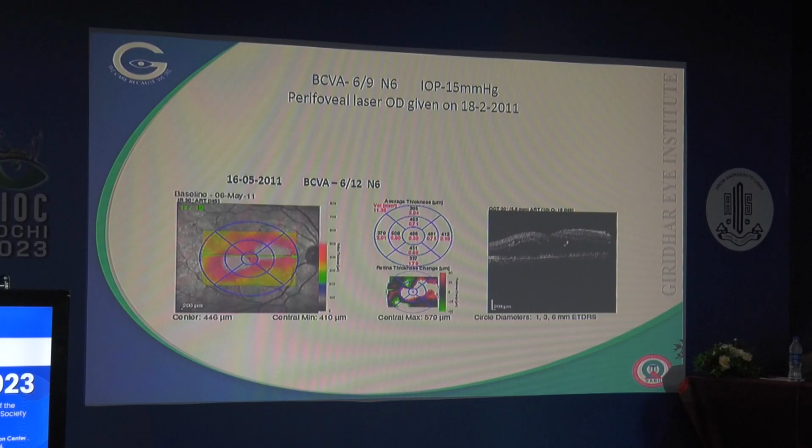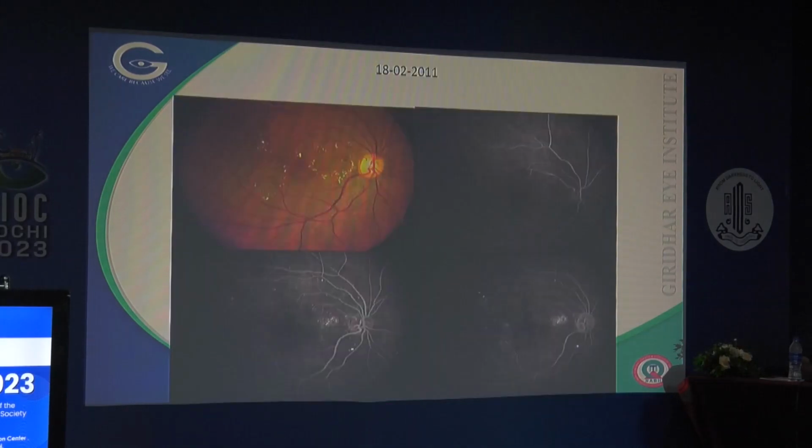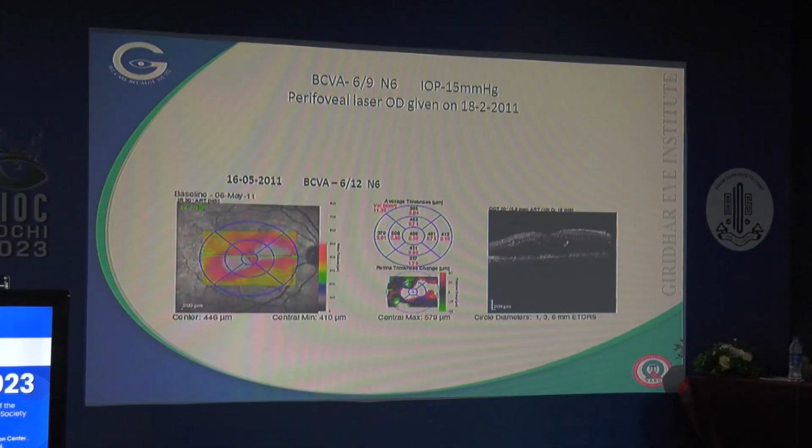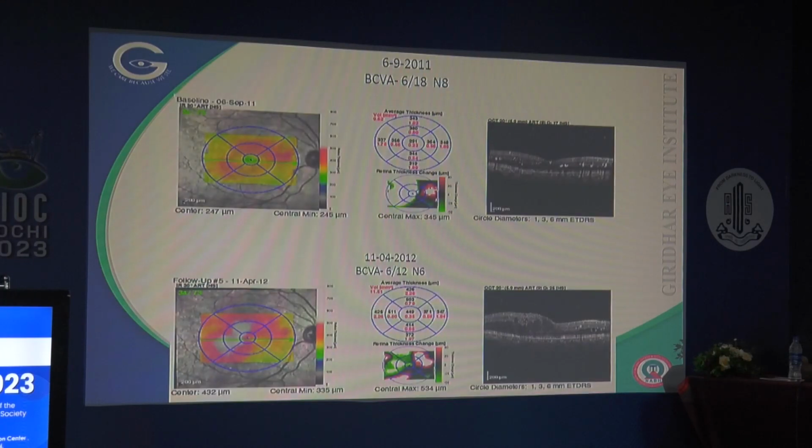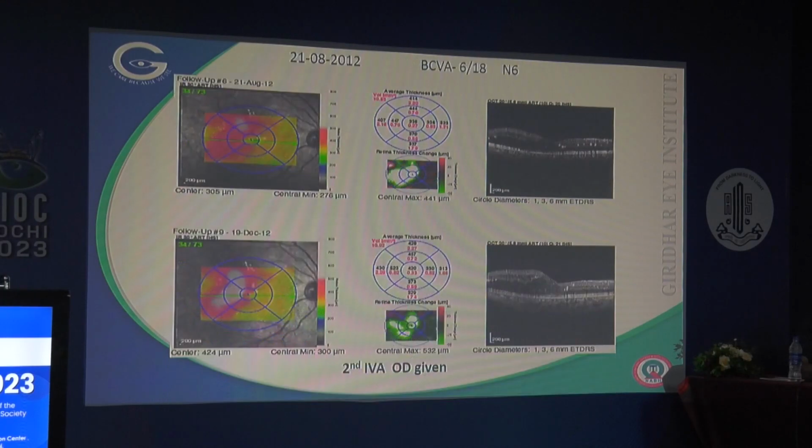And this patient again received perifoveal laser photocoagulation, because these types of CSME, where you see circinates and hard exudates, focal microaneurysms will be there, and they respond very well to focal laser photocoagulation also. So this patient had 2 sittings of perifoveal laser photocoagulation with multiple sittings of anti-VEGF and triamcinolone, 1 or 2 doses, and with that sort of an intensive treatment.